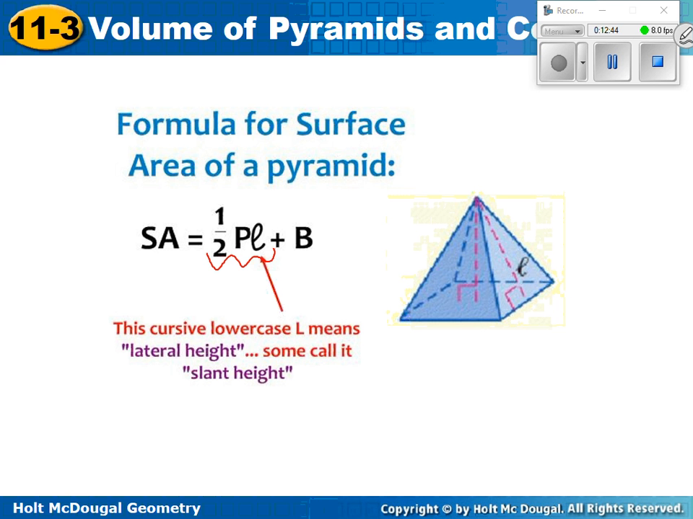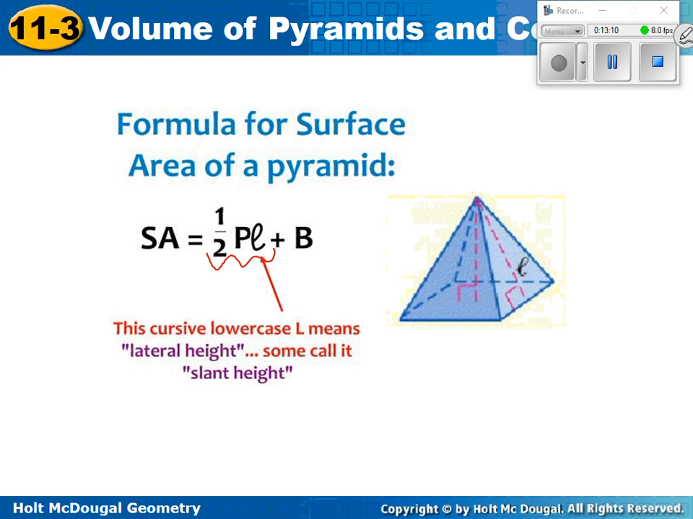What part is the lateral area for this one? 1/2 PL. Everything except your base. So on your formula sheet, it's not a new formula to memorize. Lateral area is everything except the base. Take off the base. 1/2 PL. Just like last class period, lateral area was everything except the 2 bases. Okay, we're going to work some problems.